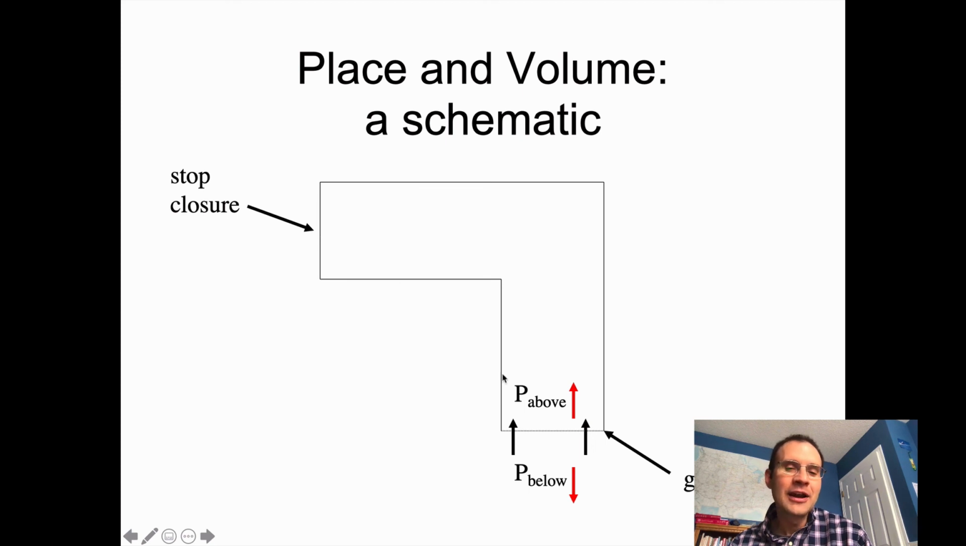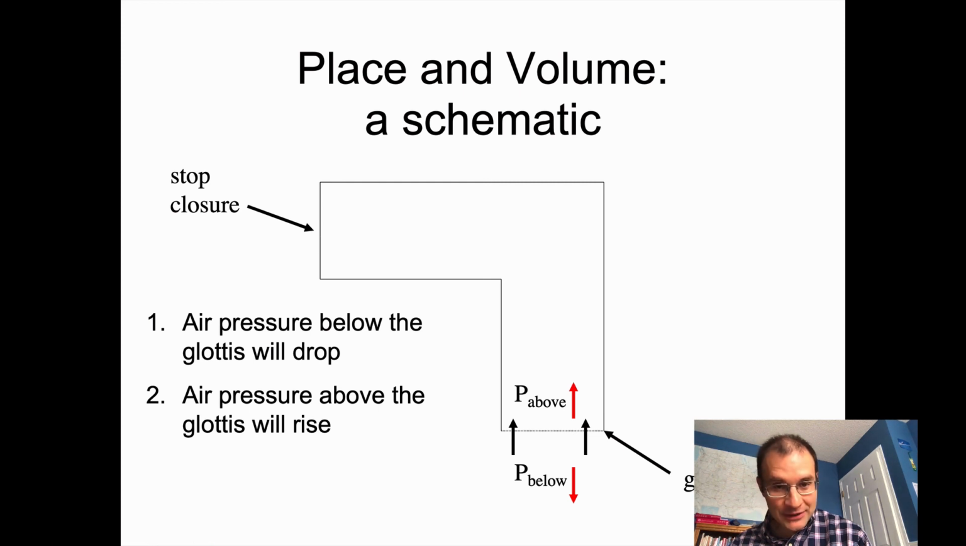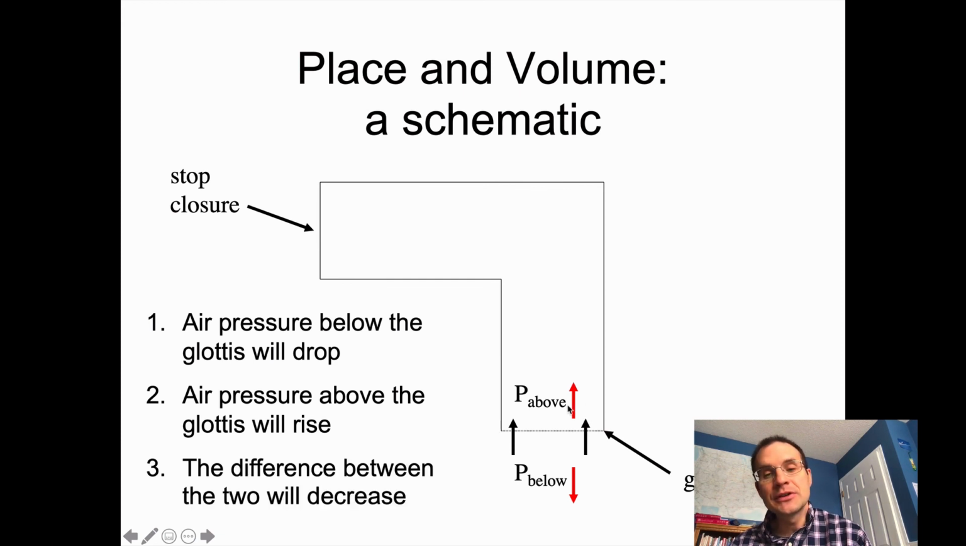Or rather, basically what will happen is that the pressure above, if you're pushing air into that spot, is going to increase, and then the pressure below will basically decrease, right? Because air is moving away from there. And if that keeps happening, something dynamic is going to occur. There's a reason we call it aerodynamics. It's a system that changes as it changes. So air pressure below the glottis will drop down here. Air pressure above the glottis will rise. And then the difference between the two is going to decrease.